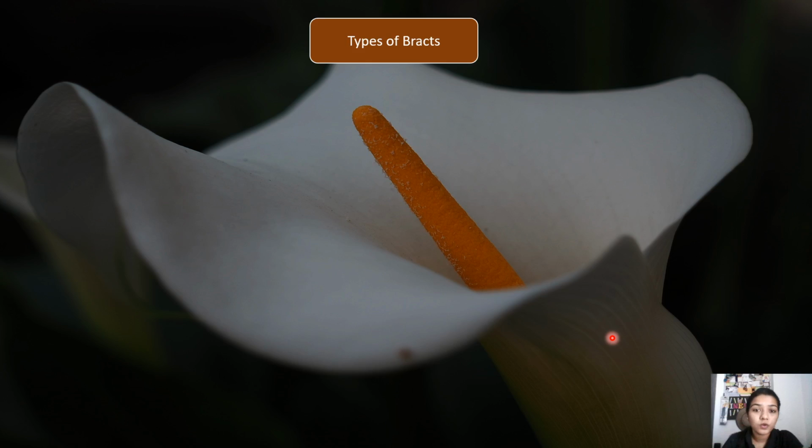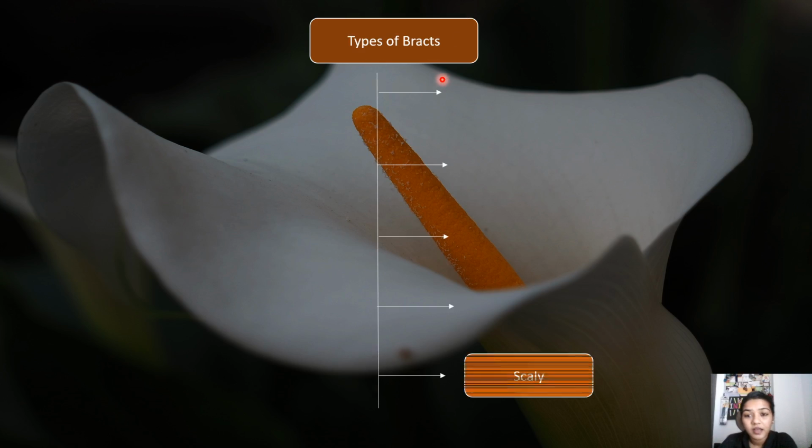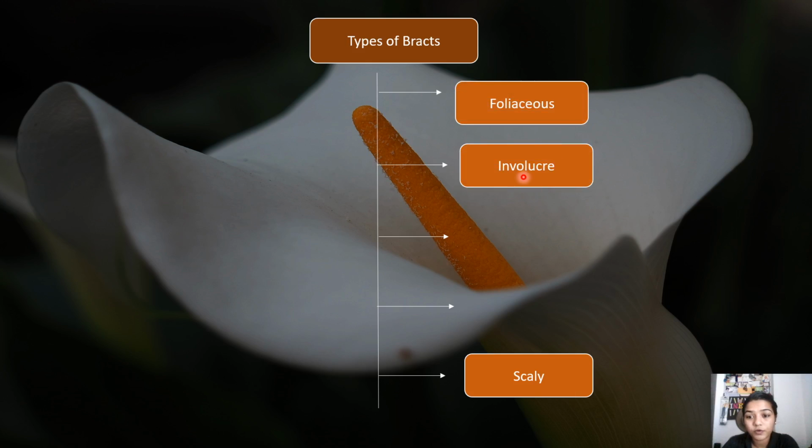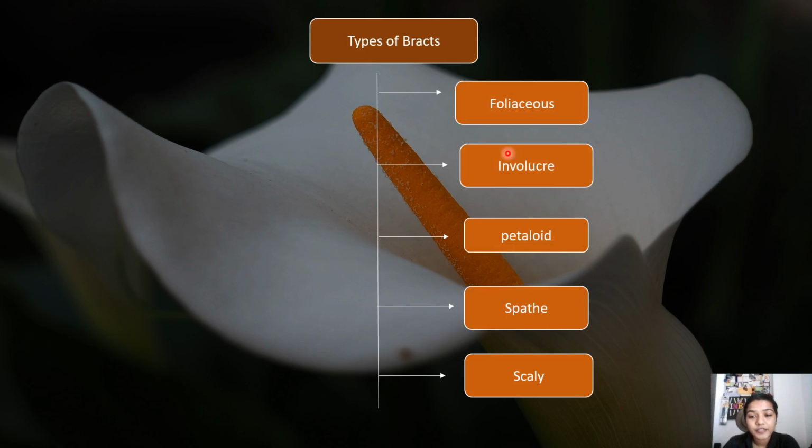Now we move towards the understanding of types of bracts, right? So types of bracts are scaly bracts, foliaceous bracts, involucre bracts, petaloid bracts, and spathe bracts, right? So these are the main 5 types of bracts that we are going to understand now one by one. So these are actually easy to understand, and you will understand this quite quickly, right?